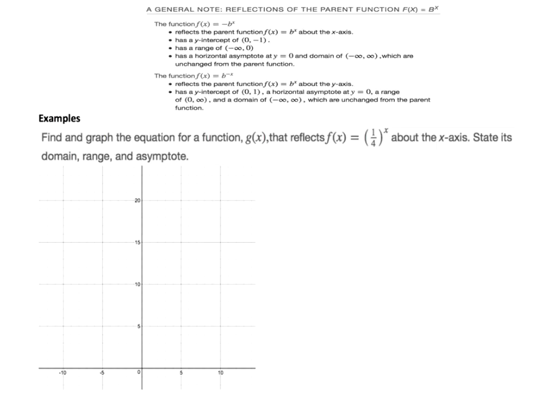Okay, so find the graph of the equation g of x that reflects 1/4 to the x about the y-axis, or sorry, the x-axis. So if we're reflecting over the x-axis, that negative comes on the outside of the function. So our g of x is going to be -1/4 to the x power.